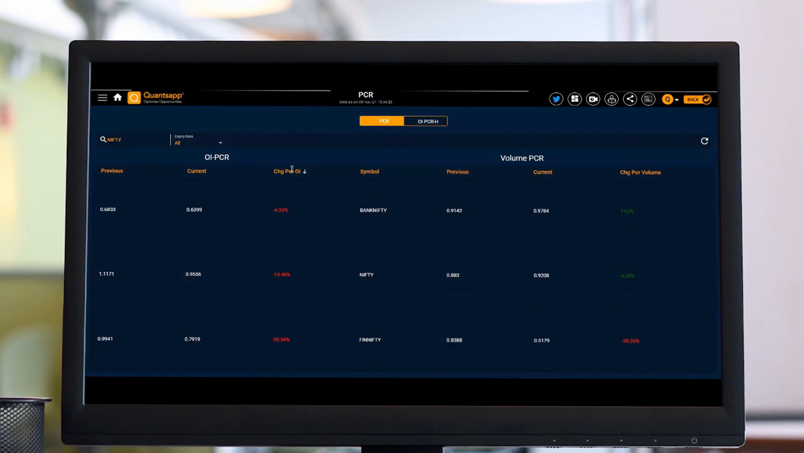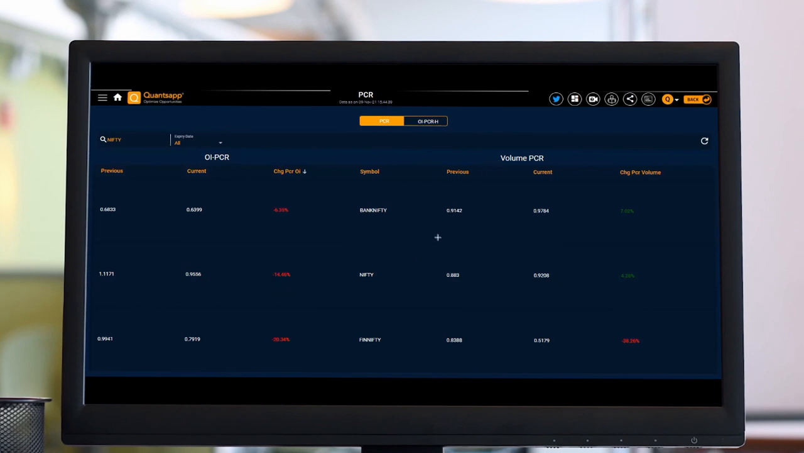We will get to see what the OIPCR is. OIPCR means open interest PCR. It will show us what the current put call ratio is, what yesterday's, the previous put call ratio, was, and how the put call ratio has changed in terms of percentage, whether it has gone up or gone down.